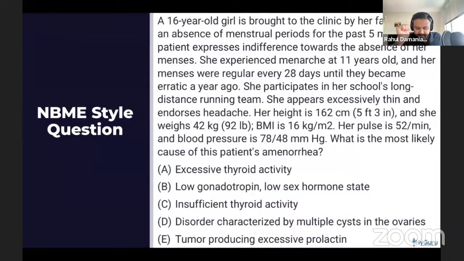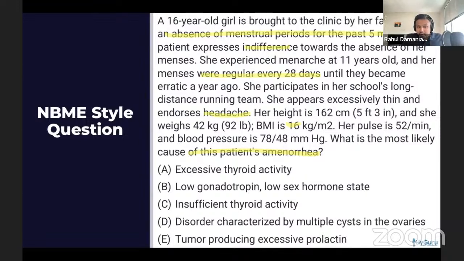All right, very nice. What is the most likely cause of this patient's amenorrhea? A 16-year-old girl is brought to the clinic by her father due to an absence of menstrual periods for the past 5 months. The patient expresses indifference towards the absence of her menses. She experienced menarche at 11 years old, and her menses were regular every 28 days until they became erratic a year ago. She participates in her school's long-distance running team. She appears excessively thin and endorses headache. Her growth parameters are shown, and the BMI is 16. She is bradycardic, slightly hypotensive. What is the most likely cause of this patient's amenorrhea?